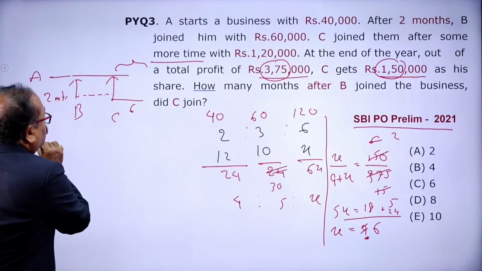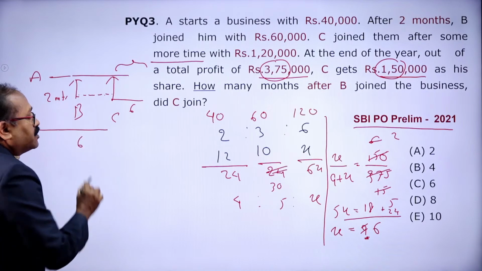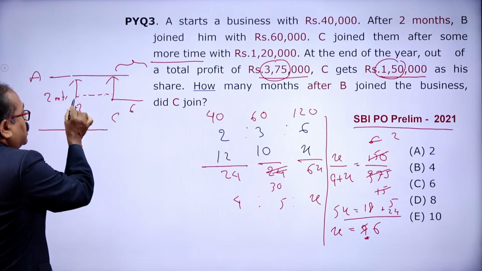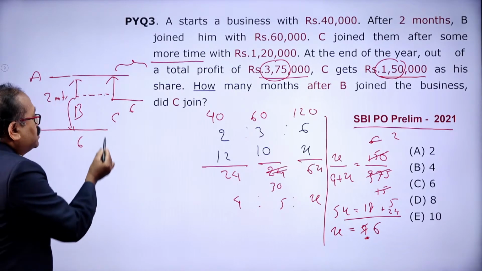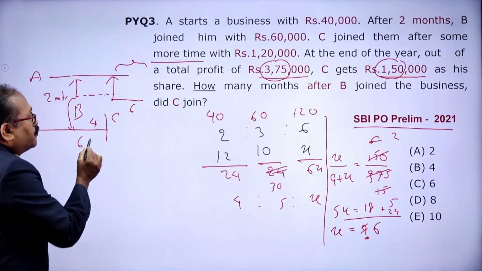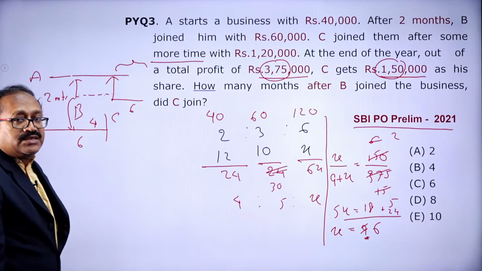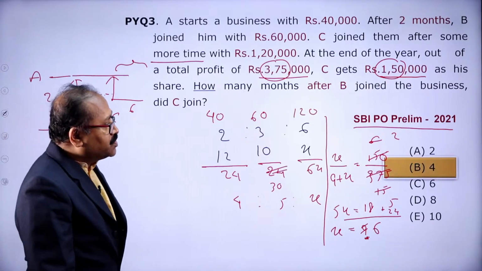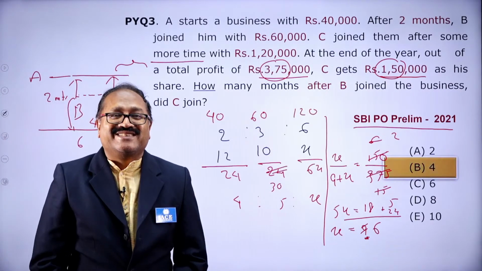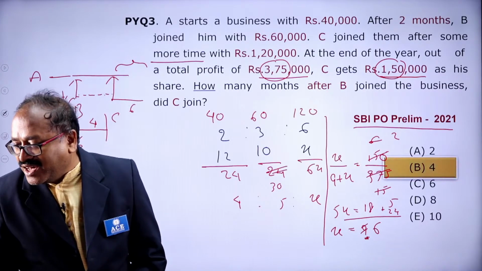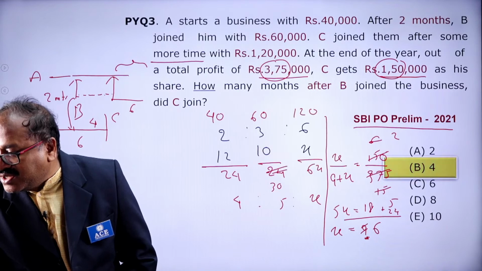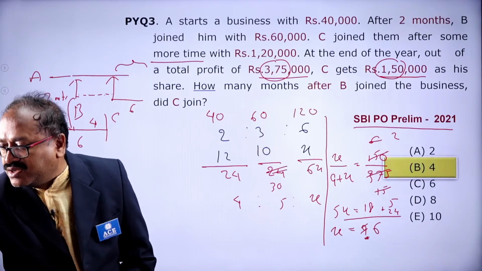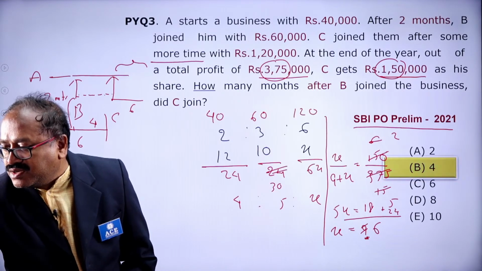That means he joined after how many months? He joined after 6 months. But the question is, after B joined, C joined after how many months? So C joined after 4 months after B joined. So 4 months, option choice B is your answer. Am I right, my friends? Yes, Anusha, that's right. Dhanlakshmi, am I right? Karan, am I right?